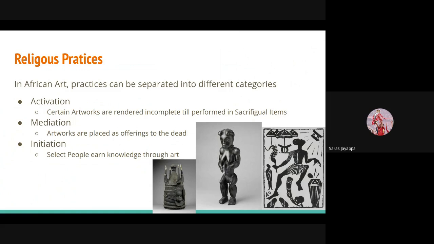In more detail, for activation, ritual specialists add sacred materials like herbs or animal parts to give the sculpture a soul. An example is the Nkisi Nkondi. The second one, mediation, involves offerings such as food, drink, or prayers, which help the object, like a reliquary figure.